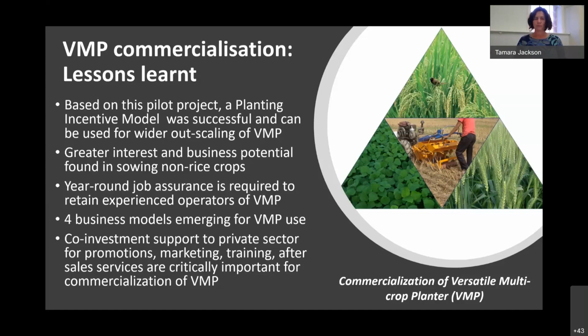Finally, the cost involved in developing new markets and commercialising the VMP will require significant co-investment of the private sector partners to assist with promotion and demonstration of the technology, with marketing, with training of operators and other supply chain agents, as well as providing after-sales service.